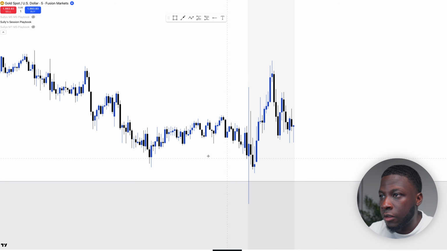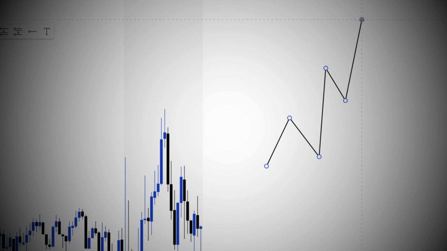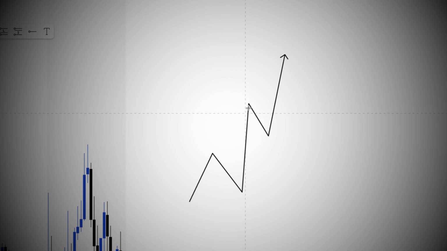What is a change of character? When price is going in a particular direction like this, I would assume most of you guys know this, so I'm going to skip through this pretty quick. But if price is going in a particular direction, right now we're going high and high, and suddenly price decides to change direction right here, and we broke this low, this is a change of character.